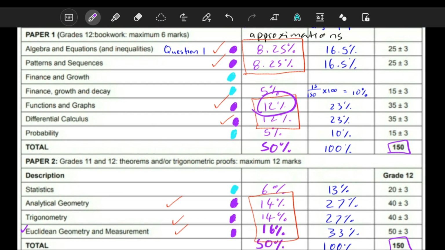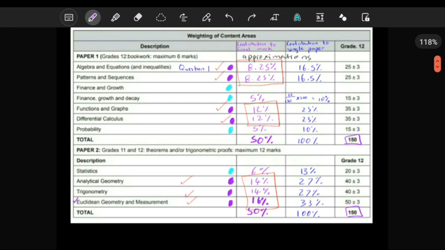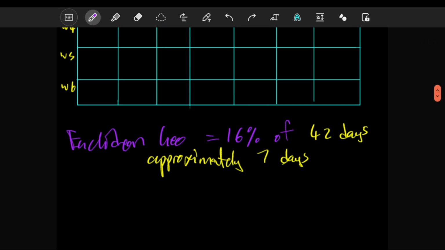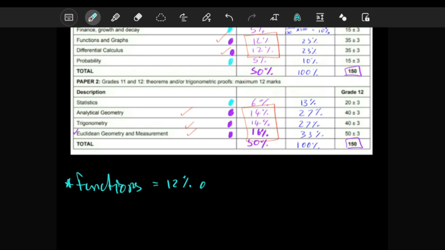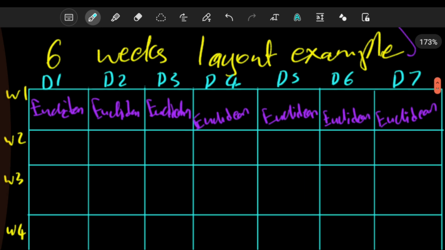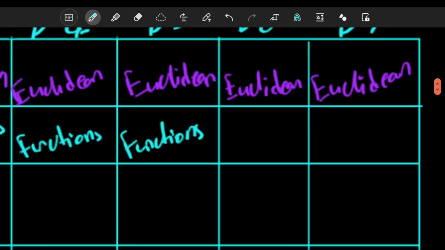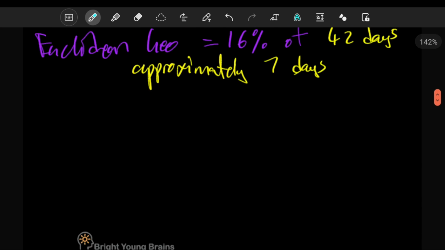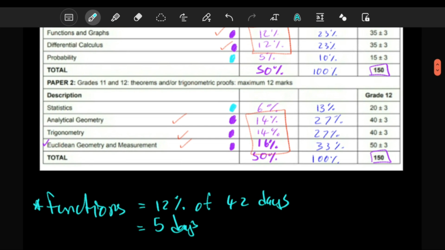And here you know that functions and graphs only contributes 12% of your final mark. So for something like functions and graphs, it's 12% of 42 days, of which in your calculator is just 5 days, you see. So for functions, you basically just want to spend 5 days on that. So obviously this just means in the following week, 5 days would be on functions and graphs. There we go.